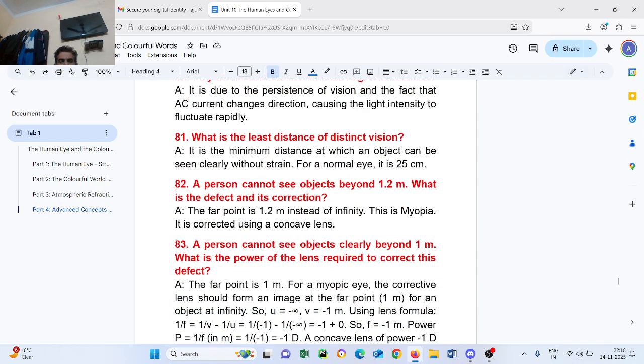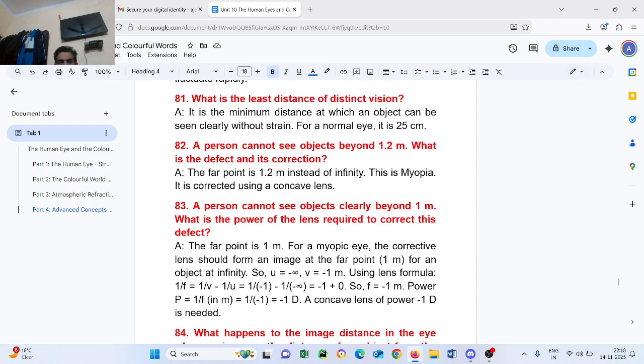Now question number 83. A person cannot see objects clearly beyond 1 meter. What is the power of the lens required to correct this? The far point is 1 meter. For a myopic eye, the corrective lens should form an image at the far point, 1 meter, for an object at infinity. So u equals infinity, v equals minus 1 meter. Using the lens formula, 1/f = 1/v - 1/u = 1/(-1) - 1/infinity = -1 + 0. So f equals minus 1 meter. Power P = 1/f in meters = 1/(-1) = -1 D. A concave lens of power -1 D is needed.